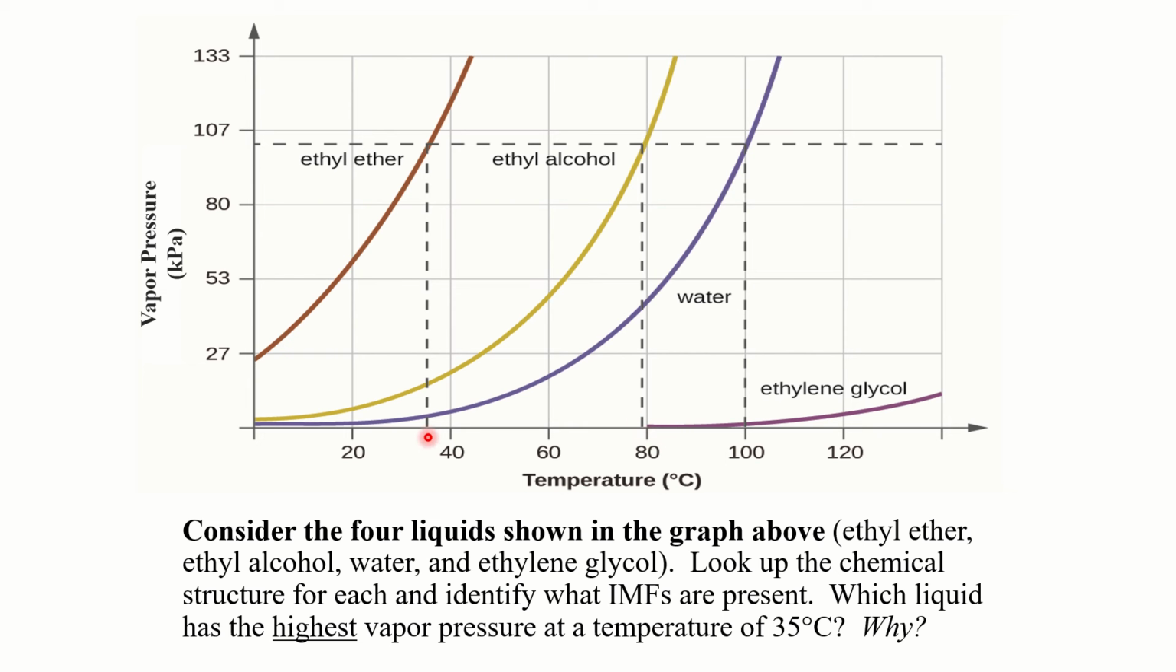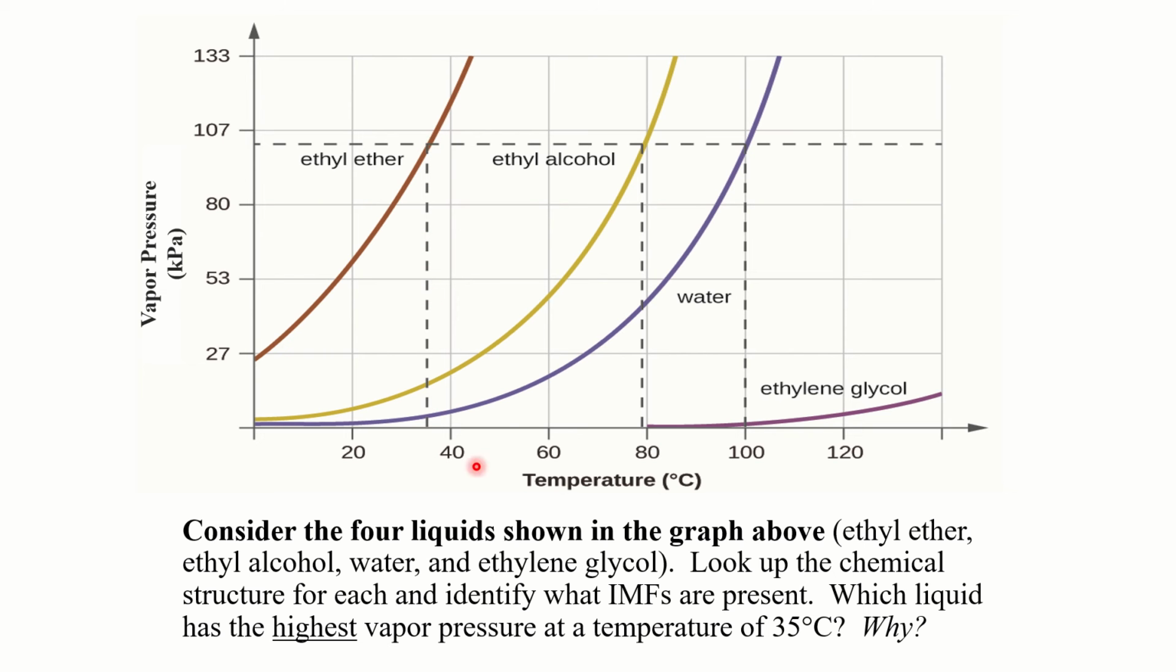So if we draw our dashed line, water has a vapor pressure probably in the single digits. Ethyl alcohol is probably somewhere around maybe 15 to 20 kilopascals. It's a little hard to tell from these units. And the ethyl ether is all the way up here. It looks to be somewhere around 100 kilopascals. So the answer here, definitely ethyl ether. It has the highest vapor pressure at 35 degrees Celsius.